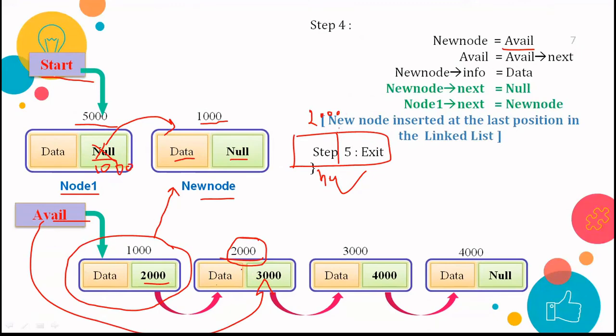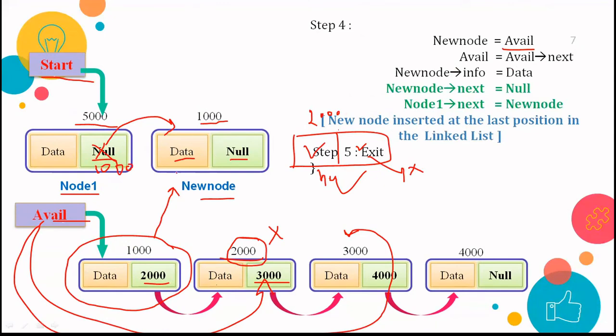Now avail will shift, because this node is no more there in the free memory. So avail will now point to avail next, and avail next was storing what? 3000. So this 3000 will be stored in the avail pointer. And then in new node information, we will store some data, and new node next will contain null, because this is the last node in the linked list.